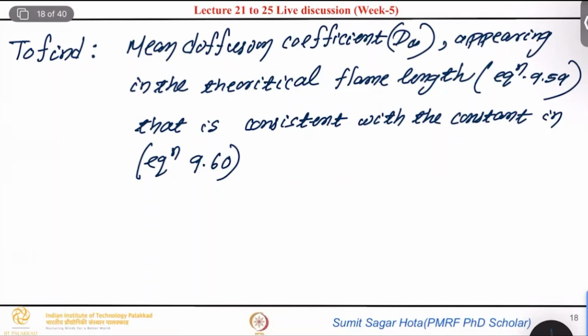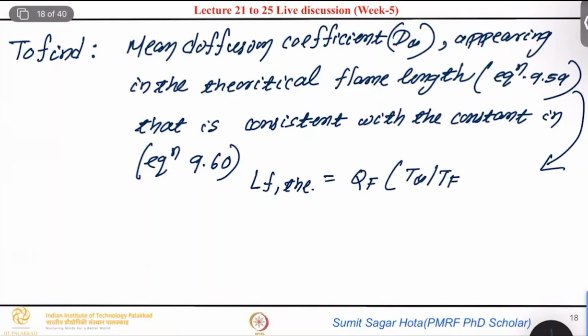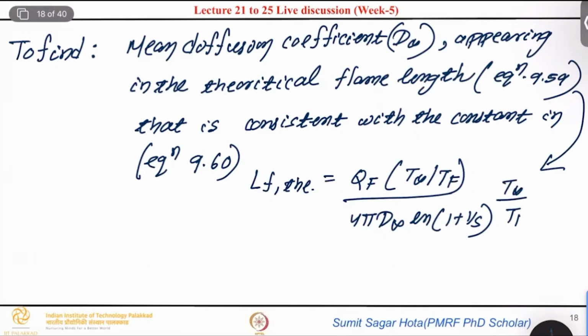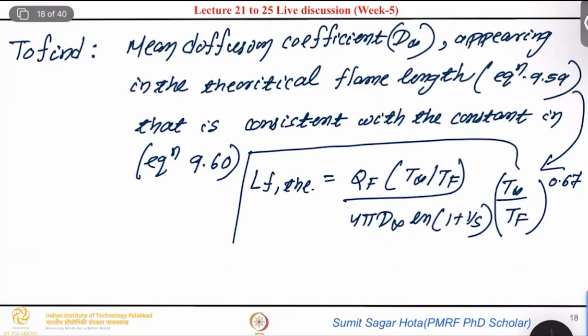Now, what is 9.59? Let's see. LF theoretical is equal to QF T infinity by TF divided by 4 pi D infinity ln of 1 plus 1 by S, T infinity by TF to the power 0.67. This is LF theoretical.